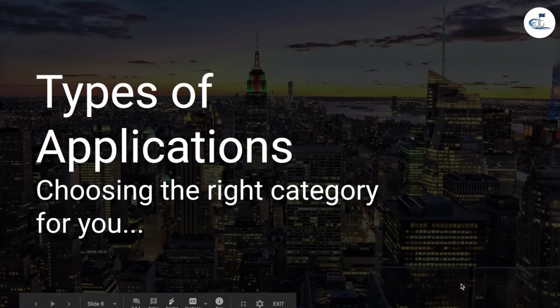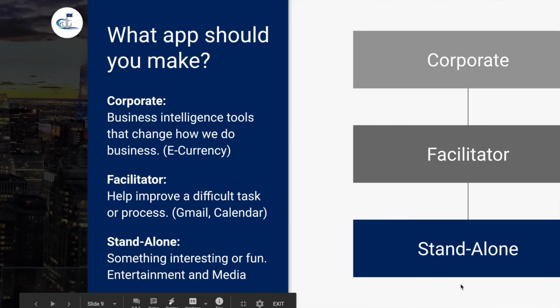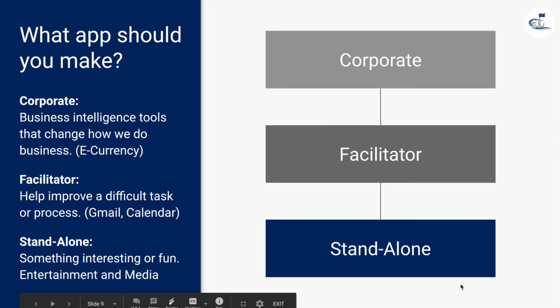Now let's talk about the different types of applications that you can develop, and how to choose the right category for you. What type of app should you make? Now, when I'm looking at mobile app development, there are really three sectors of applications that you can really make: the corporate, facilitator, or standalone applications.